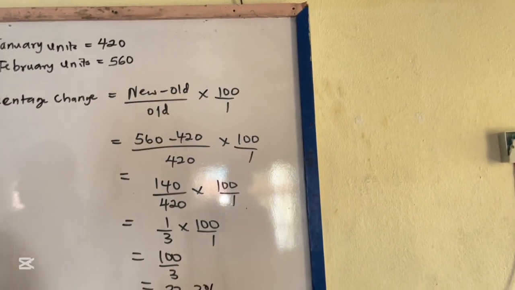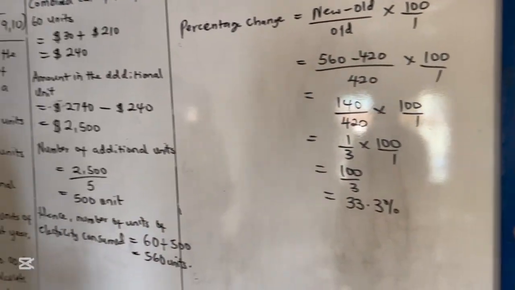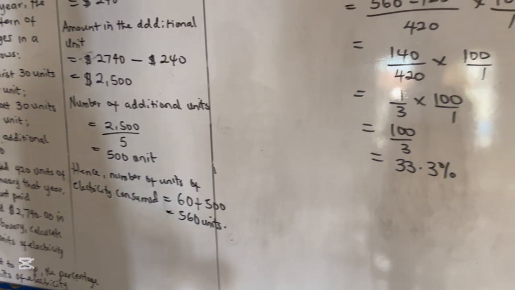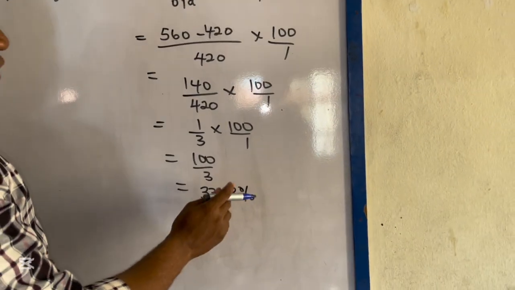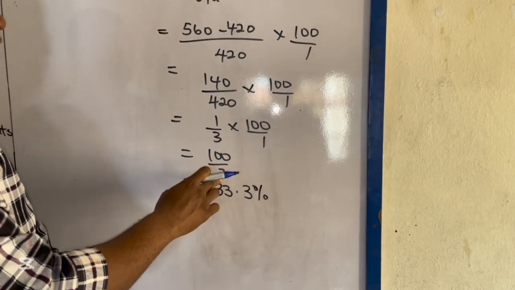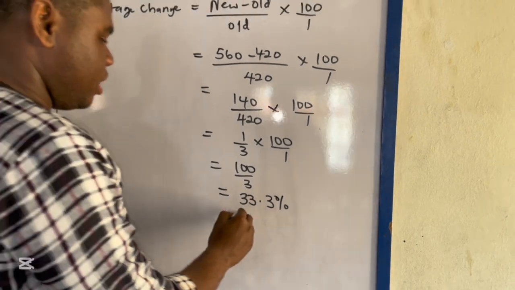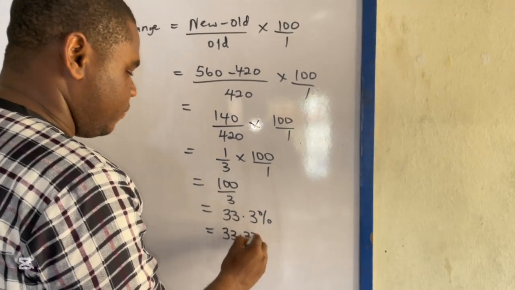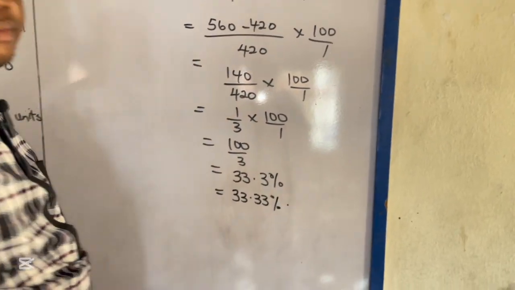33.3%. Now, the question says that we should find correct to two decimal places. So it therefore means our answer cannot be 33.3%. So 100 divided by 3 is a recurring decimal. So we can write this as 33.33%.